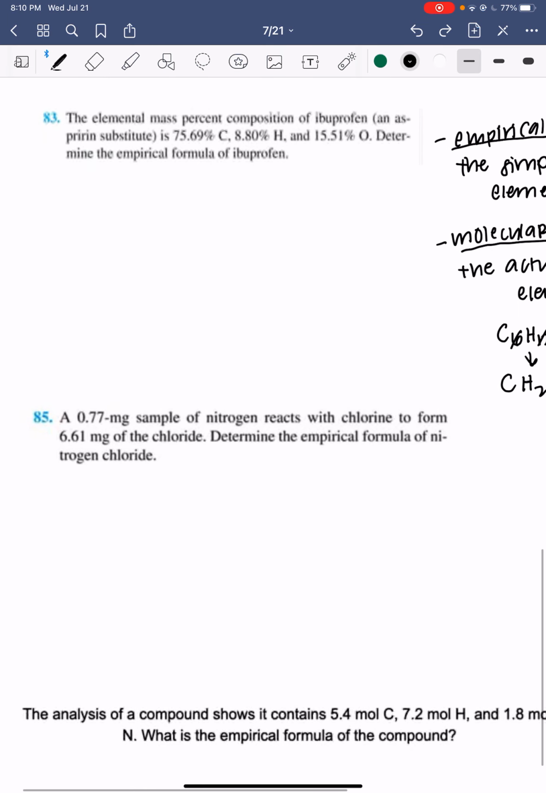So let's look at a few examples here. The number one most important thing to remember is that if we're given percentages, if we're given grams of certain elements, we always need to change them to moles. So in this case, we're given mass percent compositions, and don't be fooled by these, because 75.69% carbon is the same thing as 75.69 grams of carbon. Now, to get from grams to moles, we already know that we can use molar mass as our conversion factor.